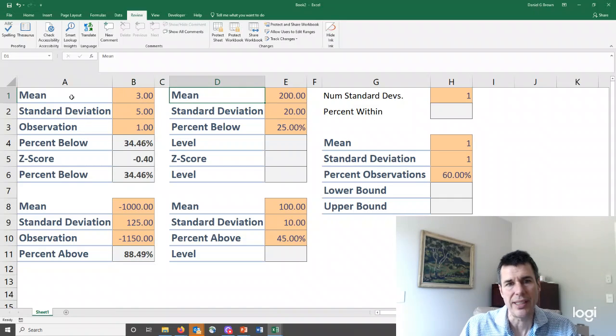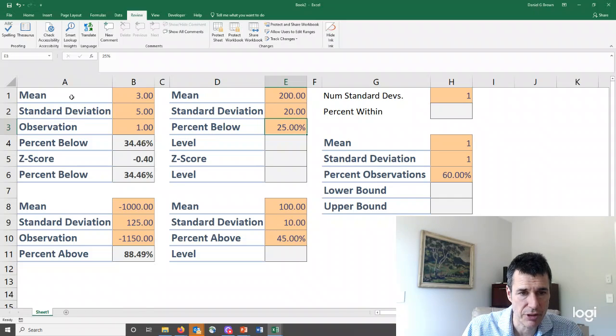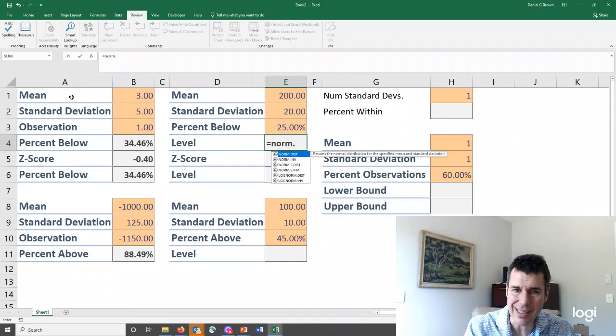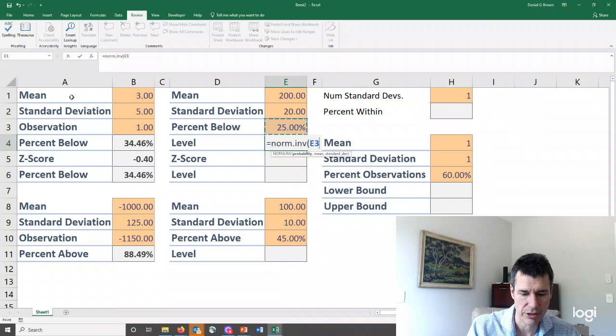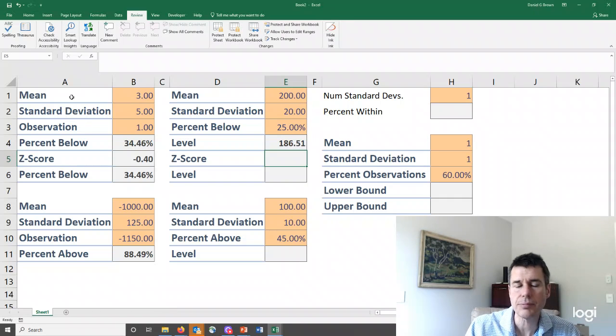Okay, we can do the inverse of this exercise. We want to find the level for which a certain percent of observations are below. Again, we've got a normal distribution with mean 200, standard deviation 20. So we're going to use norm.inv for the inverse cumulative normal function. The probability, 25%, the mean, and the standard deviation. And we end up with 186.51, meaning if we pull random observations from a normal distribution, mean 200, standard deviation 20, 25% of those would be less than 186.51.